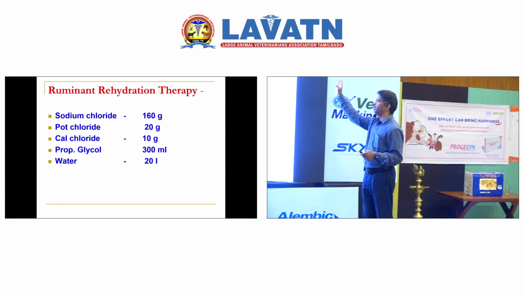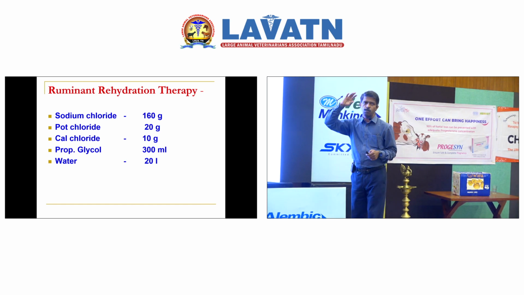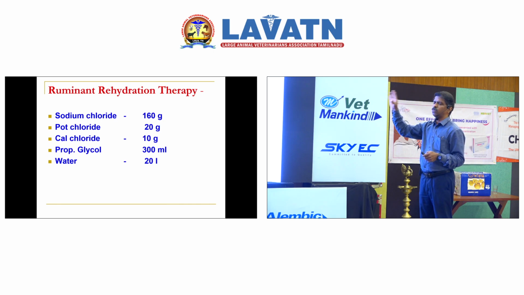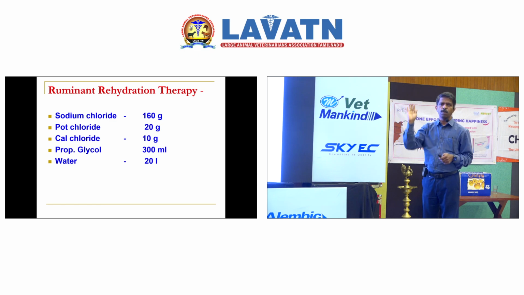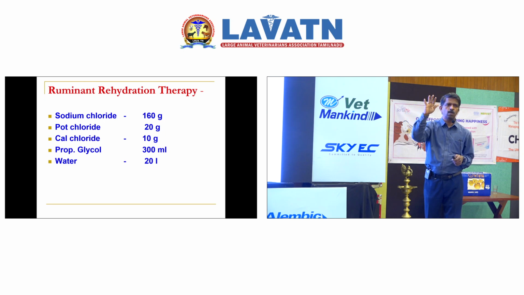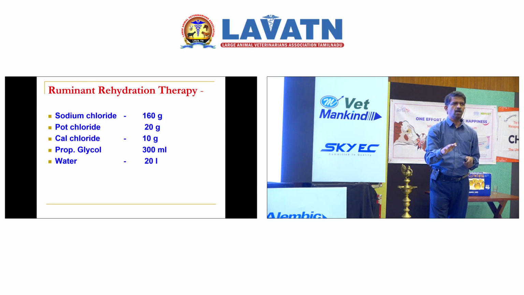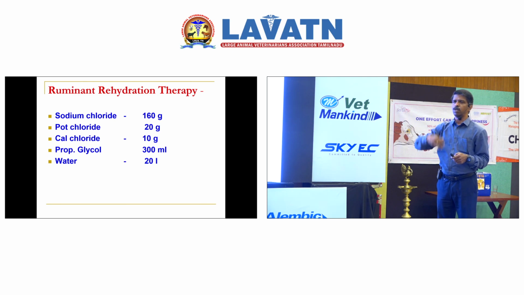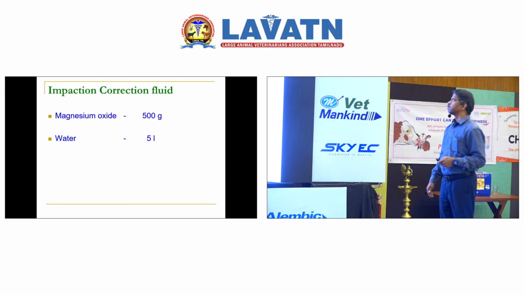So, rehydration therapy and potassium. The first slide we saw is the standard ORS, and this is another ORS which can also be given, where we have included potassium, calcium chloride and propylene glycol. If the animal has not taken feed for quite a long time, you can use this. The previous ORS is a standard ORS, for an animal that has not eaten today or yesterday. This is for prolonged anorexia, where we substitute propylene glycol.